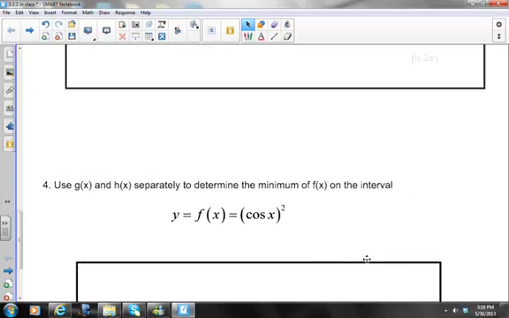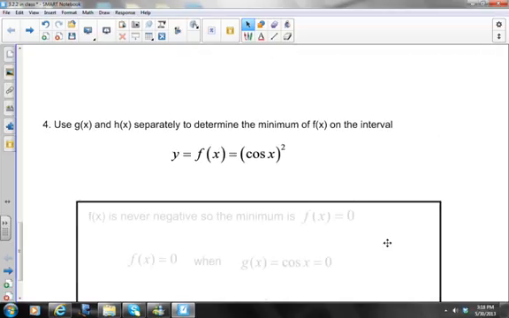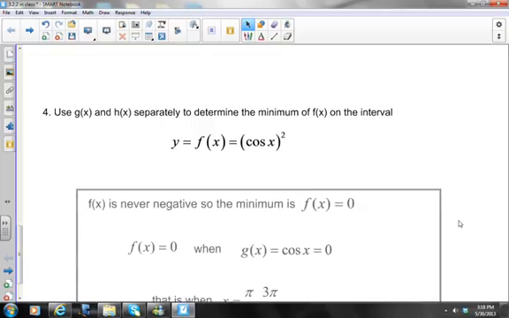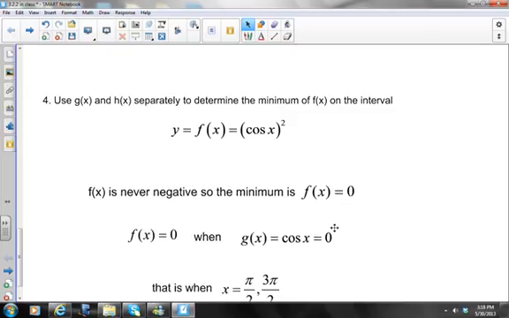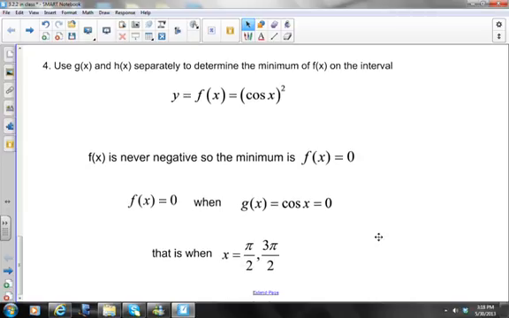The last question is looking at the minimum of the function. Well, we know that the function is never negative because of what we saw in part 2. So the minimum value will be attained when f of x equals 0. Well, that occurs when the cosine of x equals 0, which only takes place when x equals pi over 2 or 3 pi over 2.